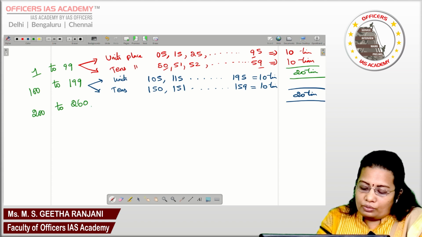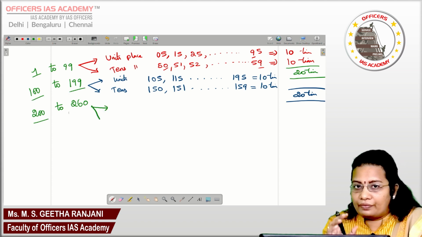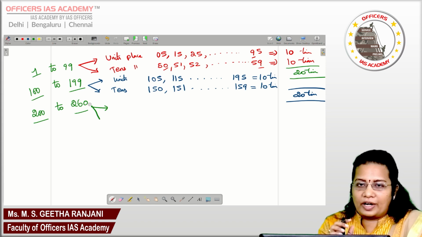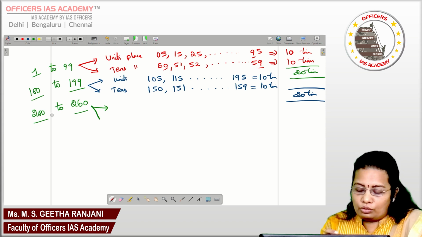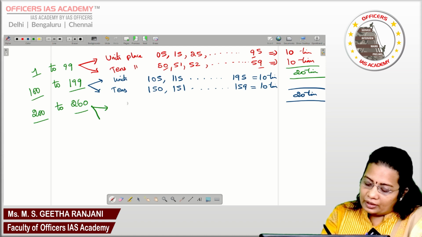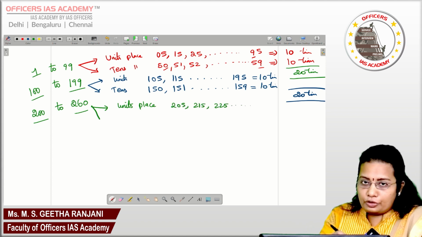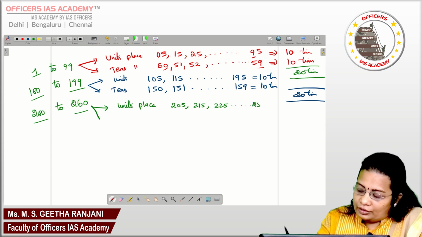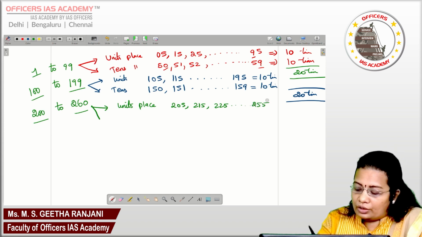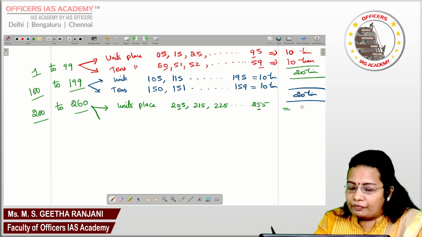At last for 200 to 260. Here no 5 is placed in the hundreds place, that's why we didn't take that. So 200 to 260, the same thing repeats. In the units place, we have 205, 215, 225 up to 255, since 260 is the limit. So 0 to 5, how many values? 6 values. So 6 times 5 is present.